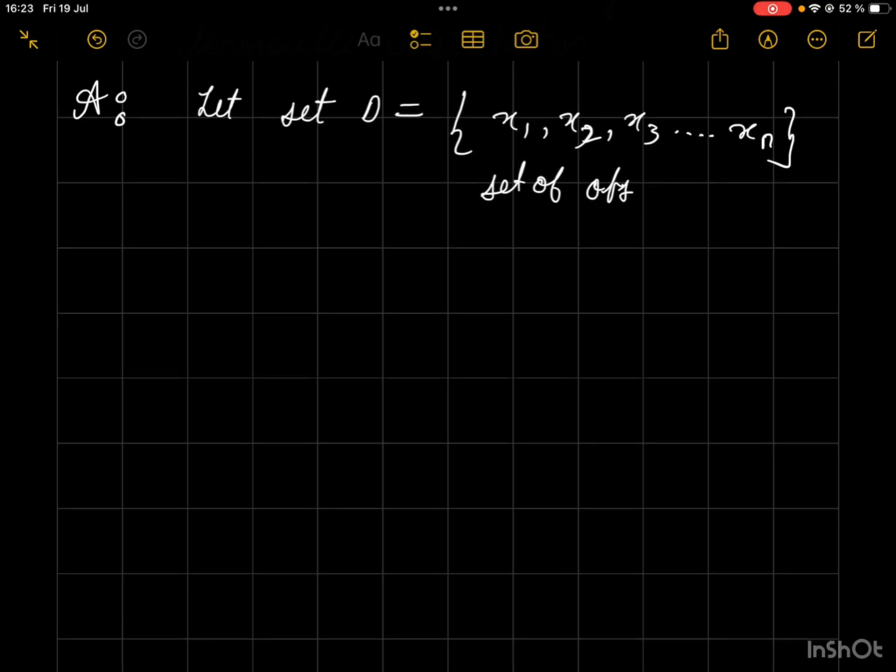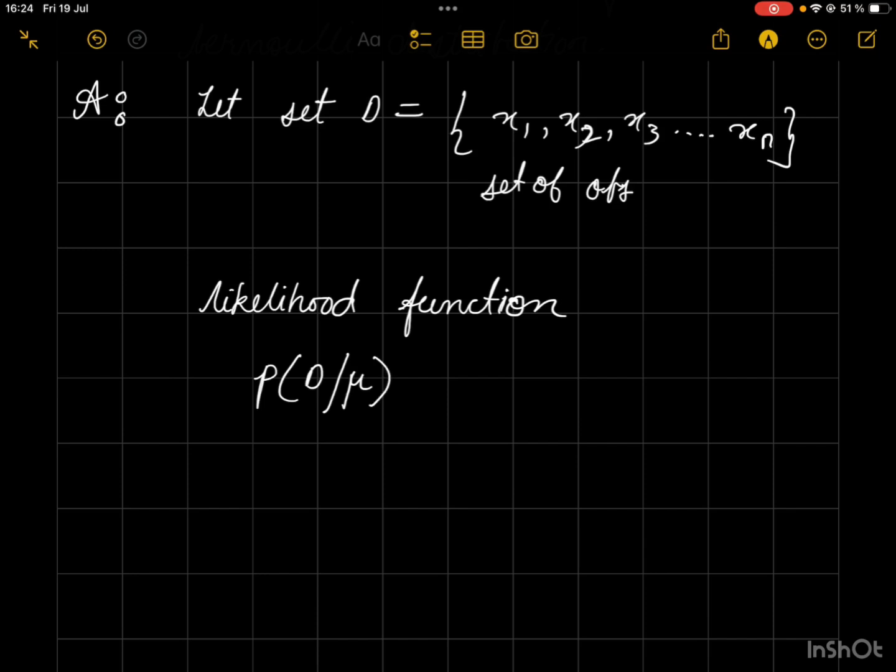Now, the generic form of the likelihood function is P, that is the probability of D, where D is the set of observations, given mu is equal to the product, i ranging from 1 until n, of the probability of x of n given mu.